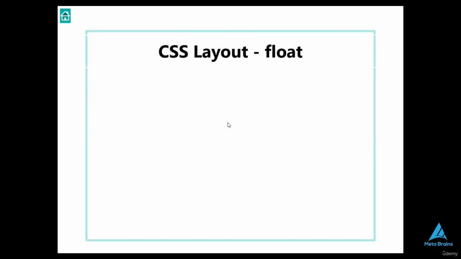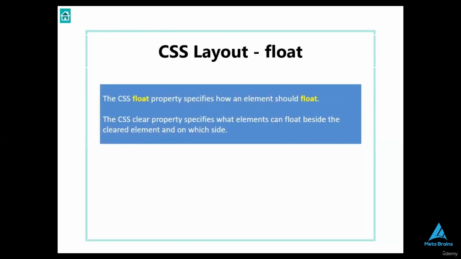Alright, let's now talk about the CSS float property. So this property is mainly used to change the position or formatting of an element, and it only has two values, left and right. The element can float to the left using the left value, which is the default one, and the element can also float to the right by using the right value. So let's have a practical look at it in VS Code.